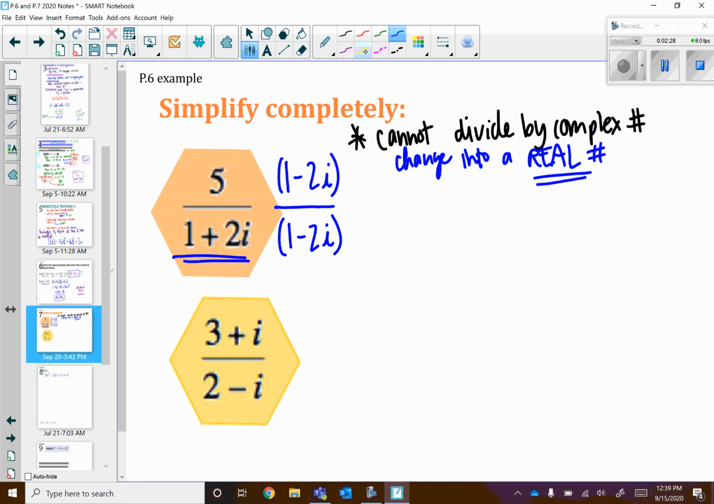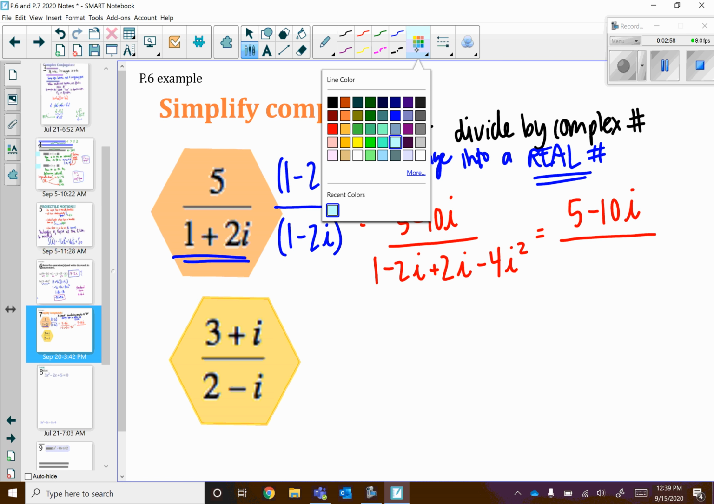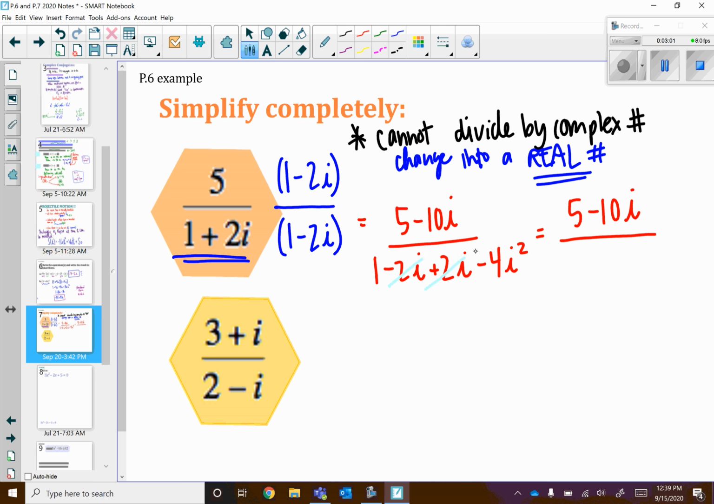So when I simplify here, I'm going to distribute the 5. So I would get 5 minus 10i, that's the numerator. In the denominator, I need to FOIL. So first, 1 times 1 is 1. Outside, minus 2i inside, plus 2i, and last, minus 4i squared. All right, let's do a little bit of simplification. The numerator, 5 minus 10i, all over. Notice that the plus 2i minus 2i's are going to cancel.